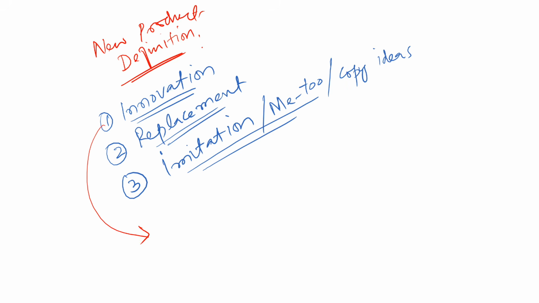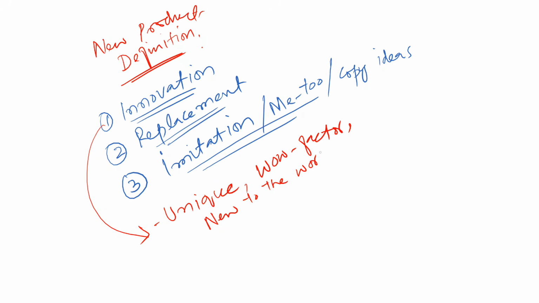What is innovation? Anybody knows the definition of innovation? Innovation in simple words means unique. A product that is unique, a product that has wow factor. Well, all products also can have wow factor, but this is for now the definition of innovation. A product that is unique, a product that has wow factor, a product that the world has not seen before. So new to the world, in some books it is called new to the world. A product that the world has not seen before. That is number one explained.